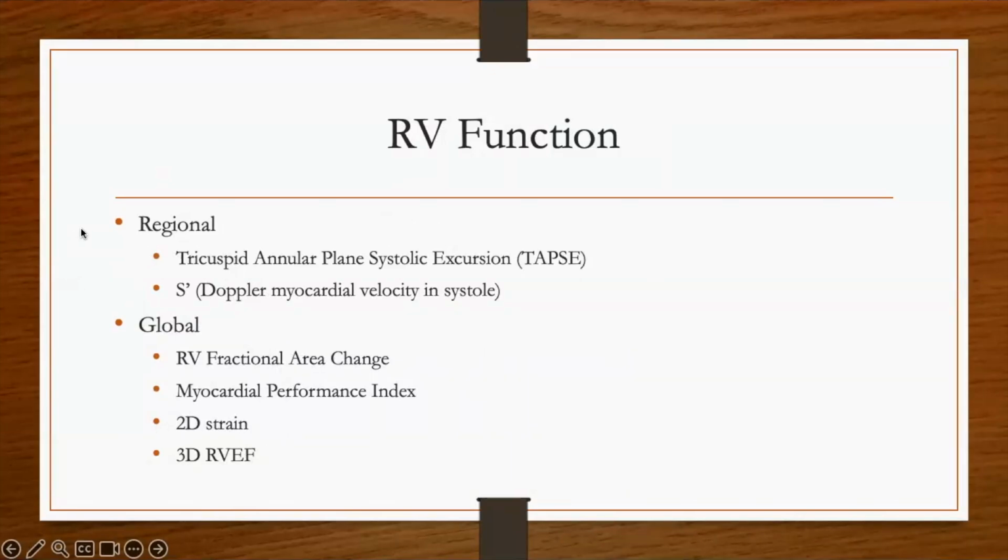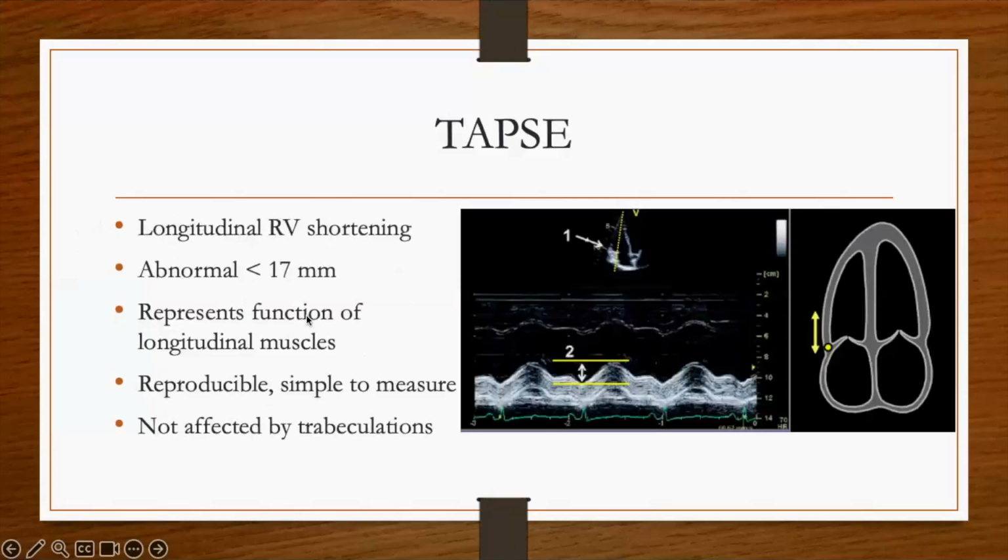Starting with the TAPSE, or the tricuspid annular plane systolic excursion, I think we have seen this very commonly. It represents the longitudinal right ventricular shortening. The abnormal cutoff in the guidelines is less than 17 millimeters, and we commonly use M-mode to make this measurement. As I was mentioning before about the contraction of the right ventricle, it basically represents an assessment of one of the four ways that the RV contracts, and it's the longitudinal muscle contraction.